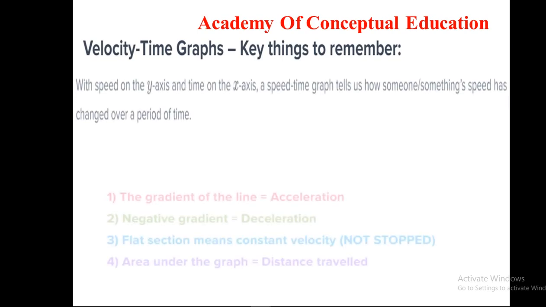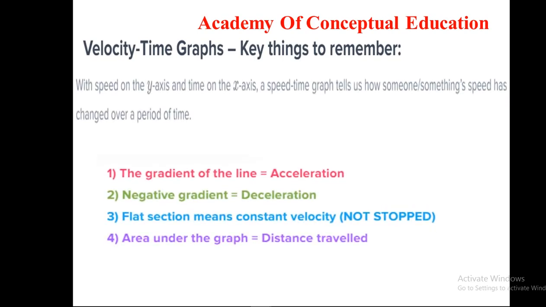Now key points to remember: in a velocity time graph the gradient of the line is acceleration, and negative gradient means deceleration. Flat section means constant velocity, not stopped. So constant velocity means there is no acceleration, and area under the graph is distance. Now you have to keep these 4 points in your mind, तो कभी भी आपका velocity time graph में आपको problem नहीं आएगी.